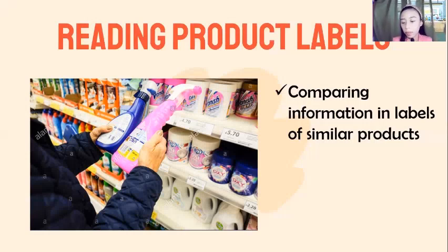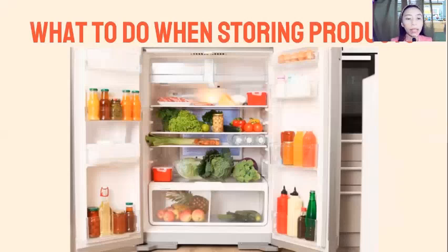Okay, then let's proceed to the last topic. This is what to do, how to properly store and dispose your waste. So I have an example of a refrigerator. How do you usually manage the products in your refrigerator? You just put them wherever you want to, or you arrange them depending on their use and properties.